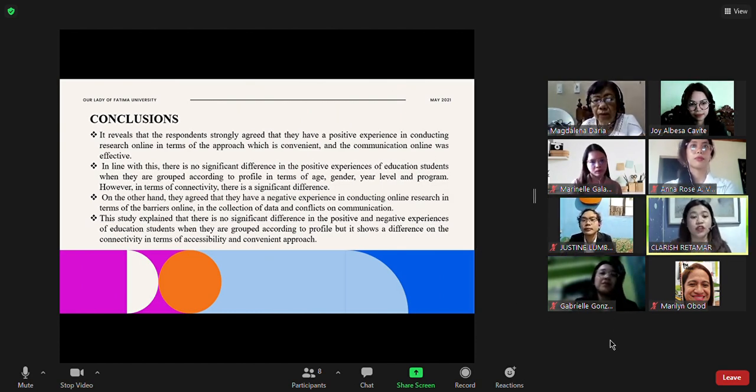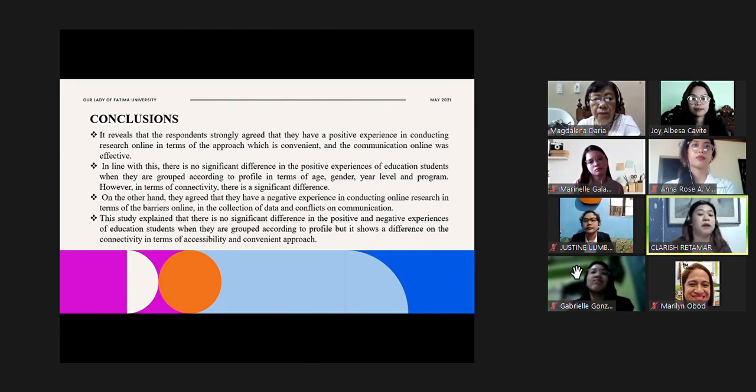So, in conclusion, the respondents strongly agreed when it comes to convenience and effective communication. In convenience, they can save money by not traveling, they can set their own time to revise, there is no need to print documents, and they can use different academic platforms like Microsoft Word, Microsoft PowerPoint, Excel, and a lot more.